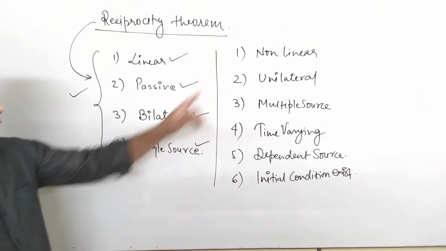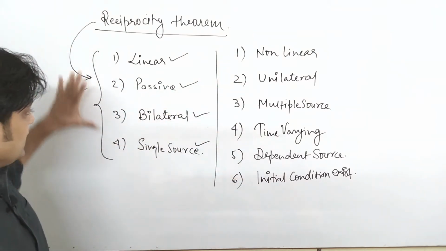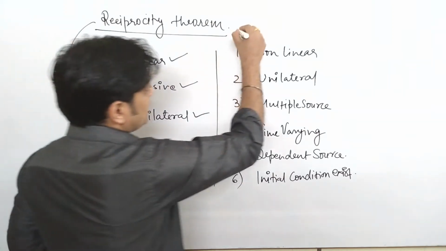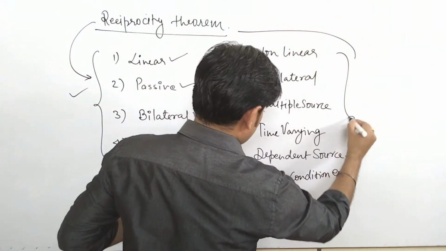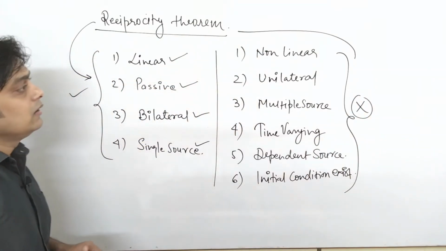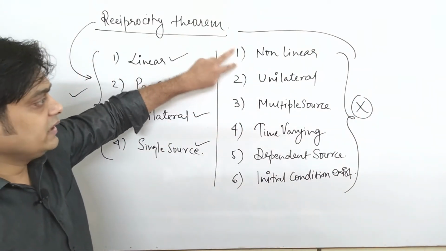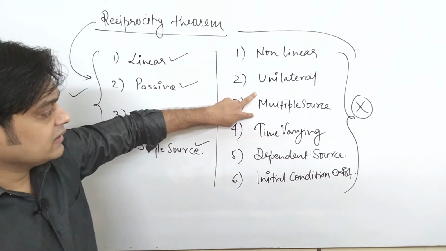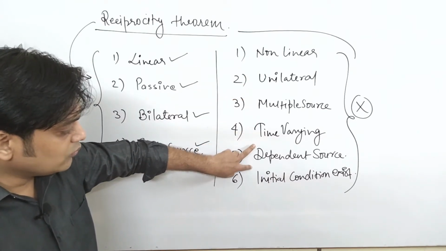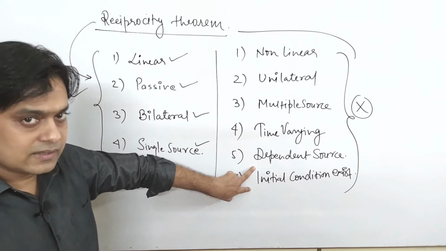So once again, see, these are the four conditions for which the reciprocity theorem is applicable, but these are the six conditions for which the reciprocity theorem is not applicable. Why? If the network is non-linear, if it is unilateral in nature, if it is having multiple sources, if it is having time varying elements, if it is having dependent sources, if it is having an initial condition.